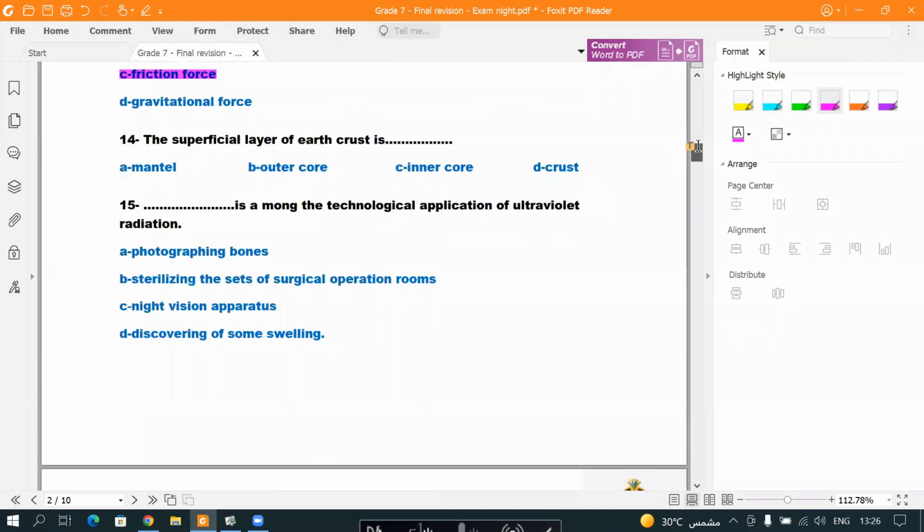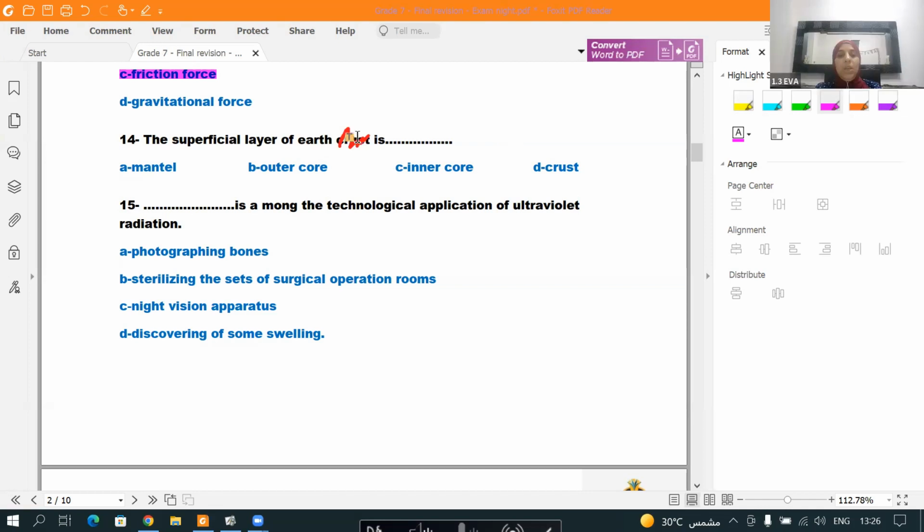Okay, the superficial layer, or the outermost layer, or the upper layer of the Earth's crust. Oh, this will be of the Earth, not the Earth's crust, the Earth only. Crust. The answer is going to be crust. And if we said from the Earth's crust, it will be what?